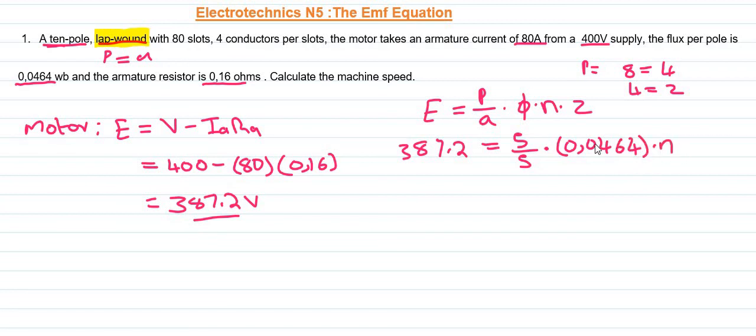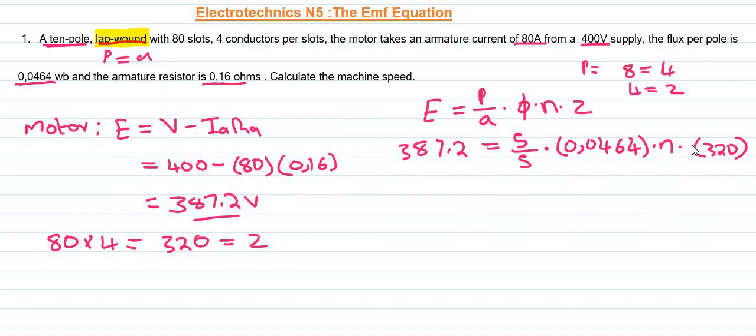Multiplied by the speed of the machine, and the number of conductors. We are given 4 conductors per slot, and 80 slots, so 80 multiplied by 4 gives 320 conductors. So we multiply by 320.